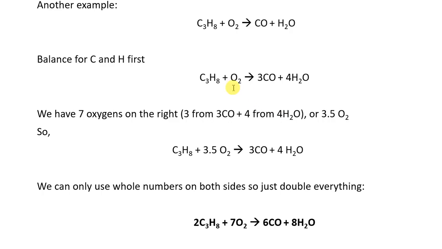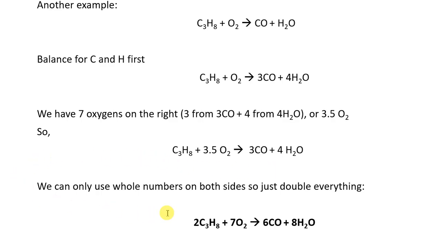7 on the right. How can I get 7 on the left? I would have to say 3.5 O2. 3.5 times 2 is 7. That now balances. Now we leave ourselves here. C3H8 plus 3.5O2 gives 3 CO and 4 H2O. It works. Everything balances, same number of everything on both sides.